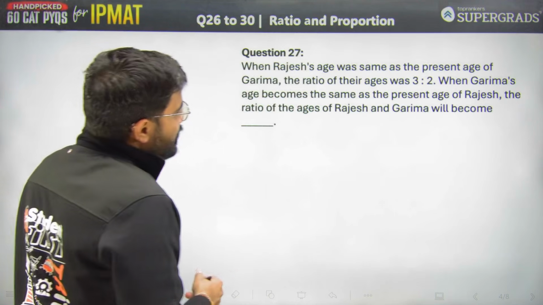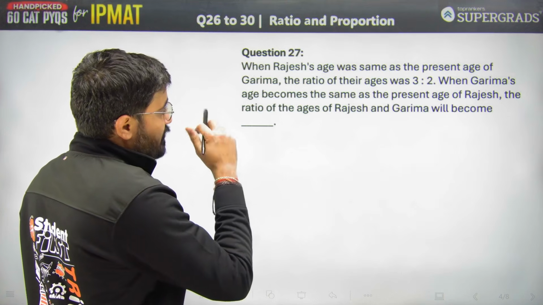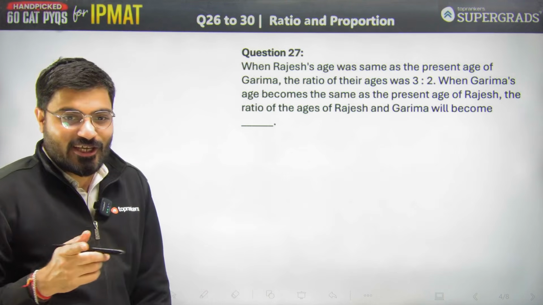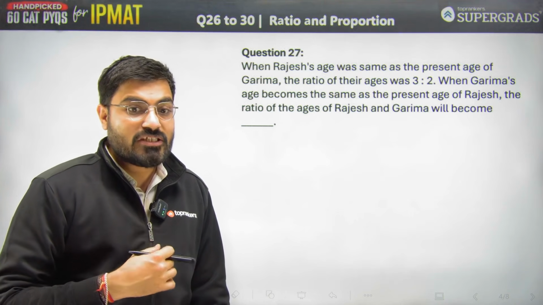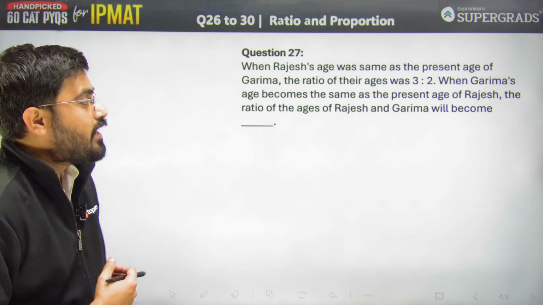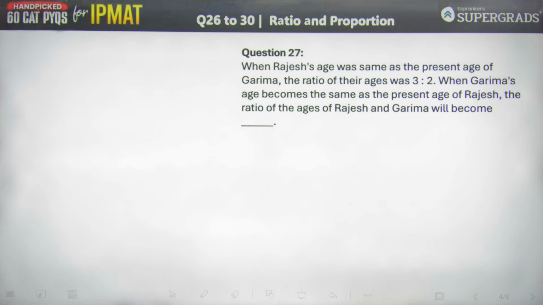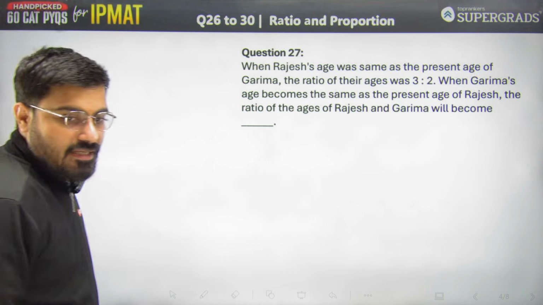So, when Rajesh's age was the same as the present age of Garima, cheating तो नहीं कर रहे हो? Pause किया है ना video? So do not cheat. Kindly pause the video here before I jump on to the solution. Try it yourself, then play it and come back and solve.